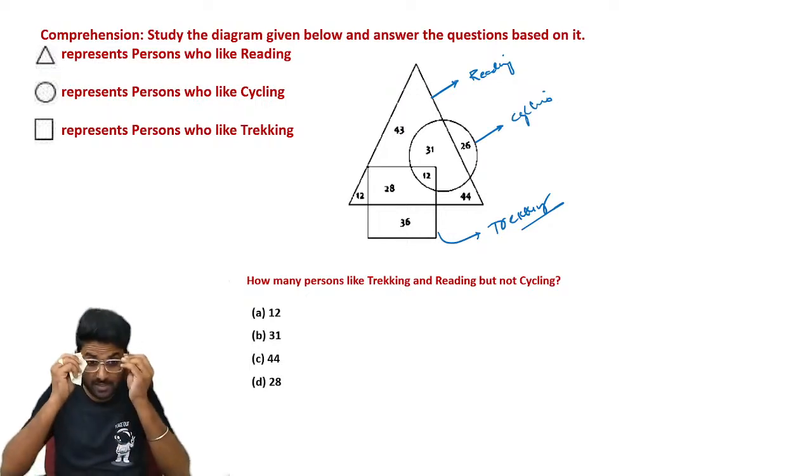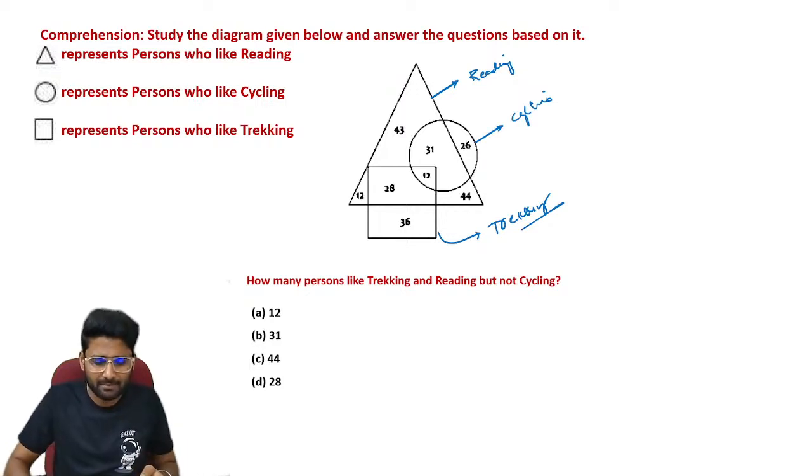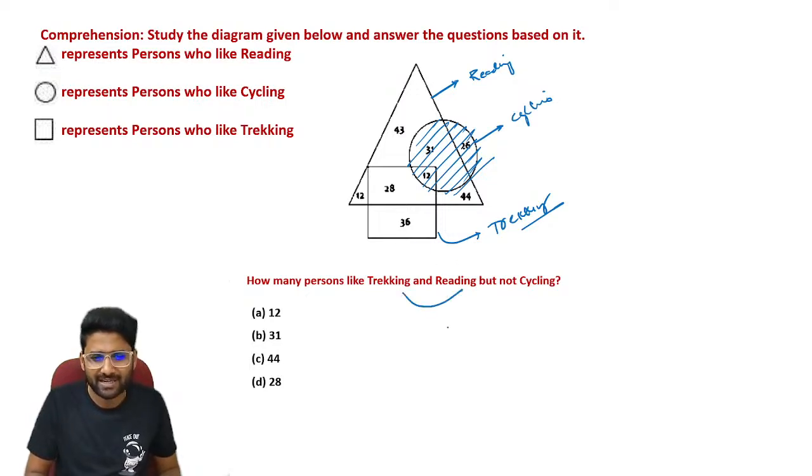Now, how many persons like trekking, reading, but not cycling? Not cycling means don't consider any values in the circle. But you have to consider the common value of both trekking and reading. We need values from the triangle and the square. So if you observe that, here the suitable value for this question is 28.